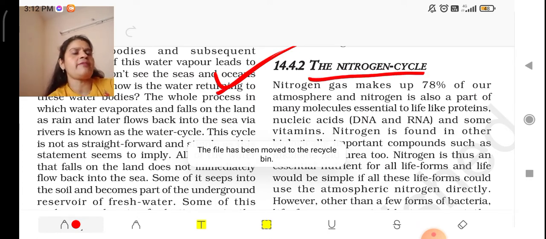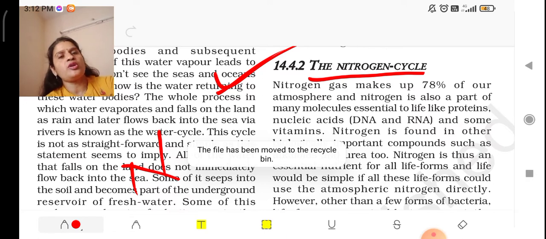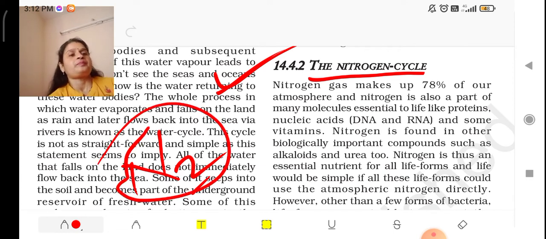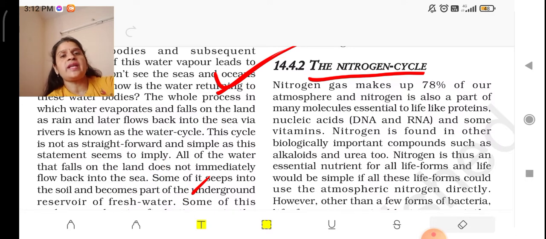So basically, what is nitrogen? Nitrogen, as we know, is a gas. Its symbol is N and its molecular formula is N2 because it's a diatomic molecule. It is made up of two atoms. Now this nitrogen gas is present in our atmosphere around 78% out of 100.